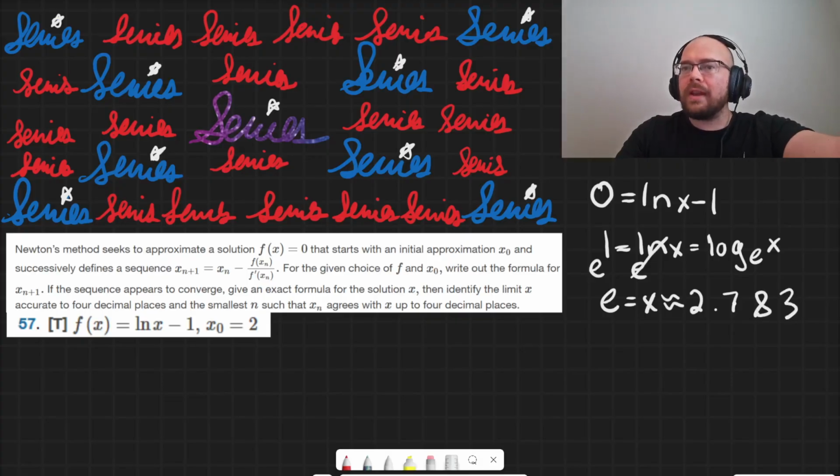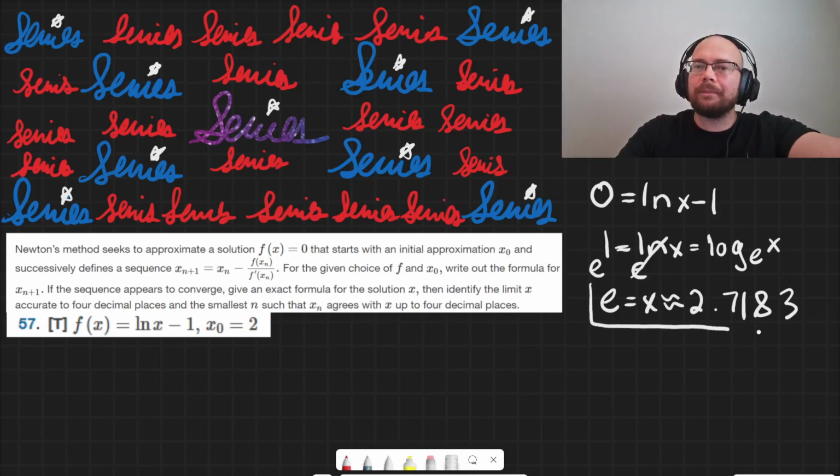2.7183. There we go. So that's 4 decimal places of accuracy. That's what we're shooting for. If it's more than that, awesome, but it has to be at least that much. So this is part of the answer, all of this stuff.